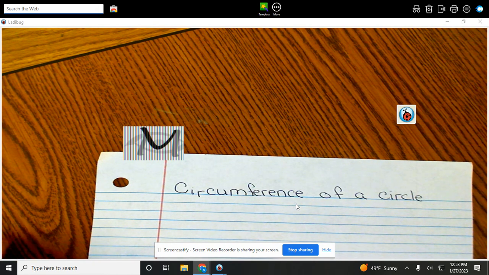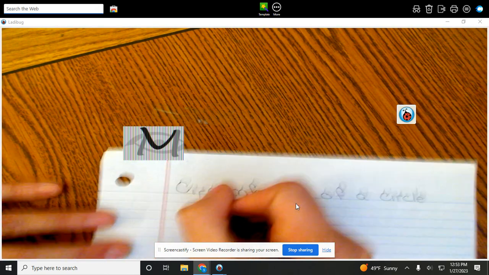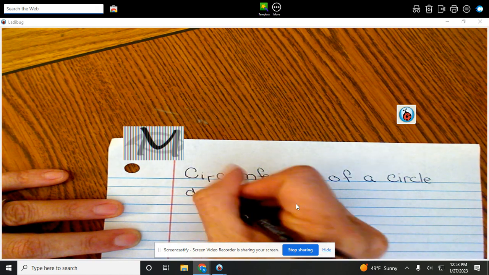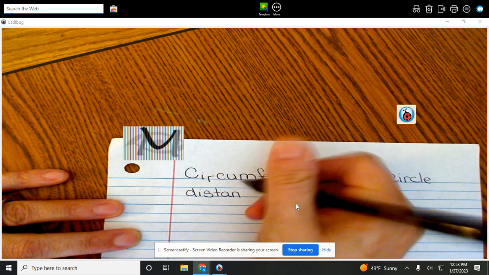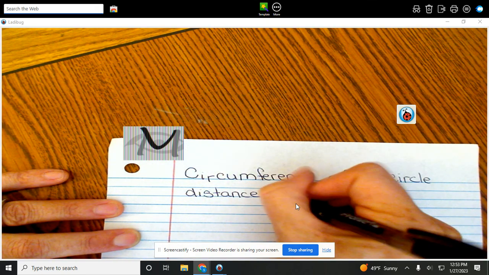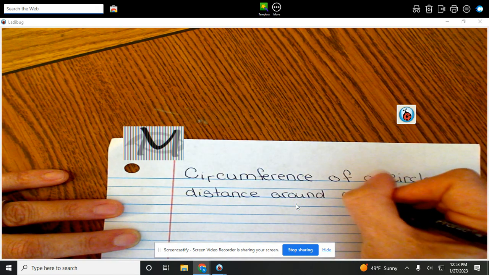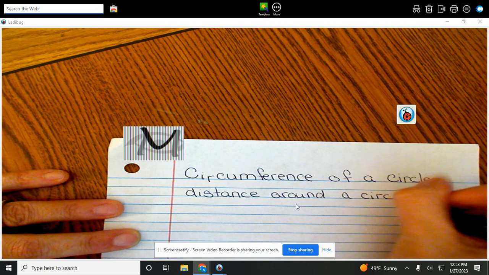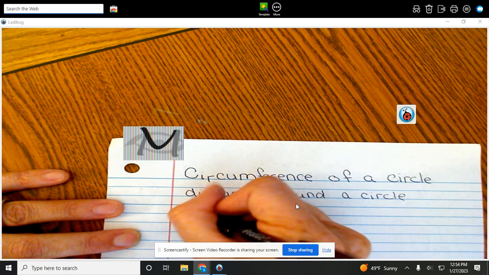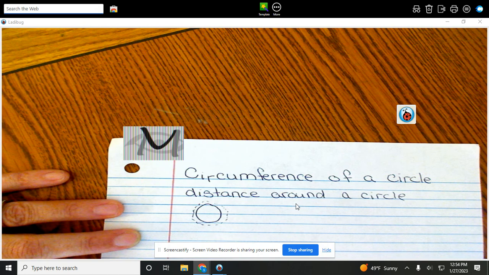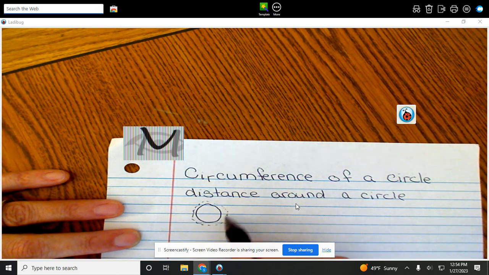So today we're going to talk about the circumference of a circle. And the circumference of the circle is the distance around a circle. So what that's pretty much saying is that if you had a pool, it is you walking around that pool. So that is what a circumference is. This is the distance around the pool.